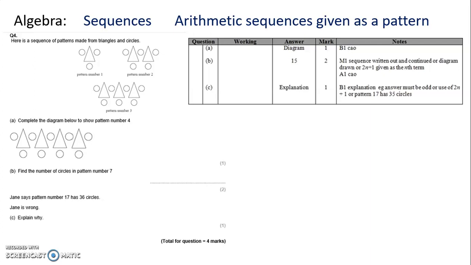Well, what we do know about the number of circles is that it's always odd, because we've always got 2 lots, add an extra 1. So 3, 5, 7, 9, and it's going to carry on adding 2 each time, always being odd. So I would say something like, it can't be 36 because every number in the sequence is an odd number.